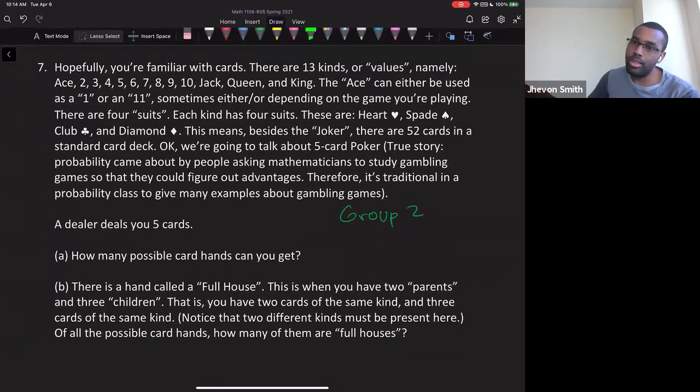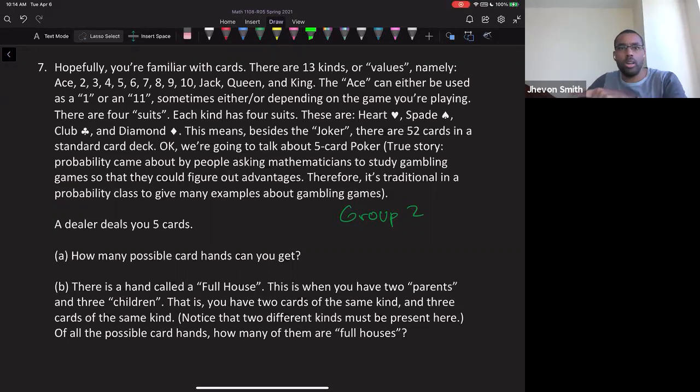So cards, things that you see people shuffling. They have things called kinds or values: ace, 2, 3, 4, 5, 6, 7, 8, 9, 10, jack, queen, or king. And these have 4 different suits, as they're called: hearts, spades, clubs, or diamonds. So you can have an ace of hearts, an ace of spades, an ace of clubs, an ace of diamonds.